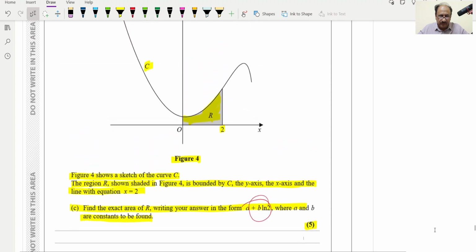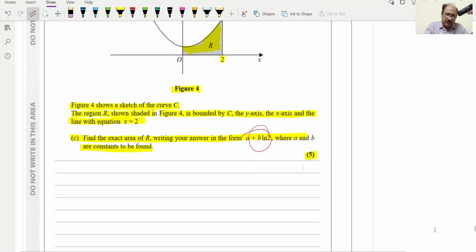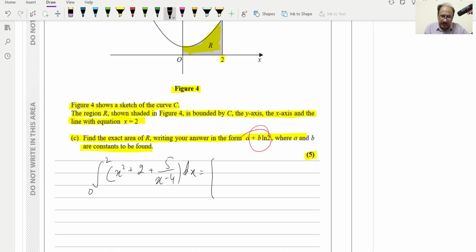So what we can do, we can take the integral of the same curve which we are using. This is basically the same question. So 0 to 2 integral of x squared plus 2 plus 5 over x minus 4 dx, and we can write the integral of this. The integral of x squared will be x cubed over 3, plus the integral of 2 will be 2x, plus the integral of this will be 5 into log of x minus 4. So log of x minus 4, and the integral limit will be 0 to 2. We can write it like this.